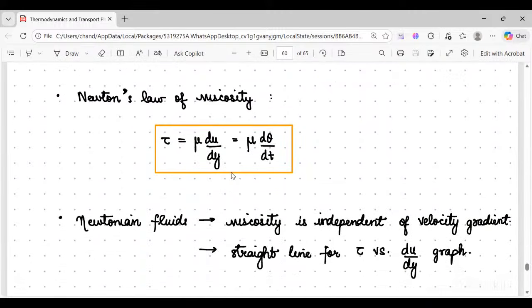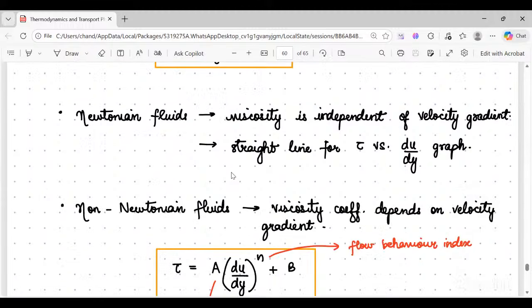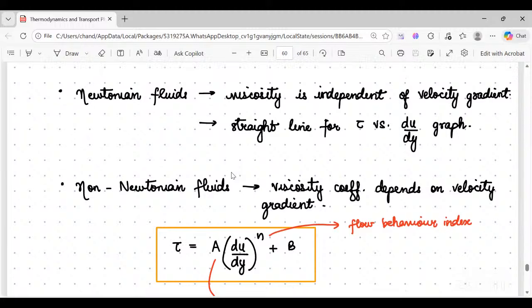Newton's law of viscosity: tau is equal to mu into ∂u/∂y. Mu can also be written as the rate of shear deformation, dθ/dt. Newtonian fluid: viscosity is independent of the velocity gradient, giving a straight line for tau versus ∂u/∂y. Non-Newtonian fluid: the viscosity coefficient depends on the velocity gradient.